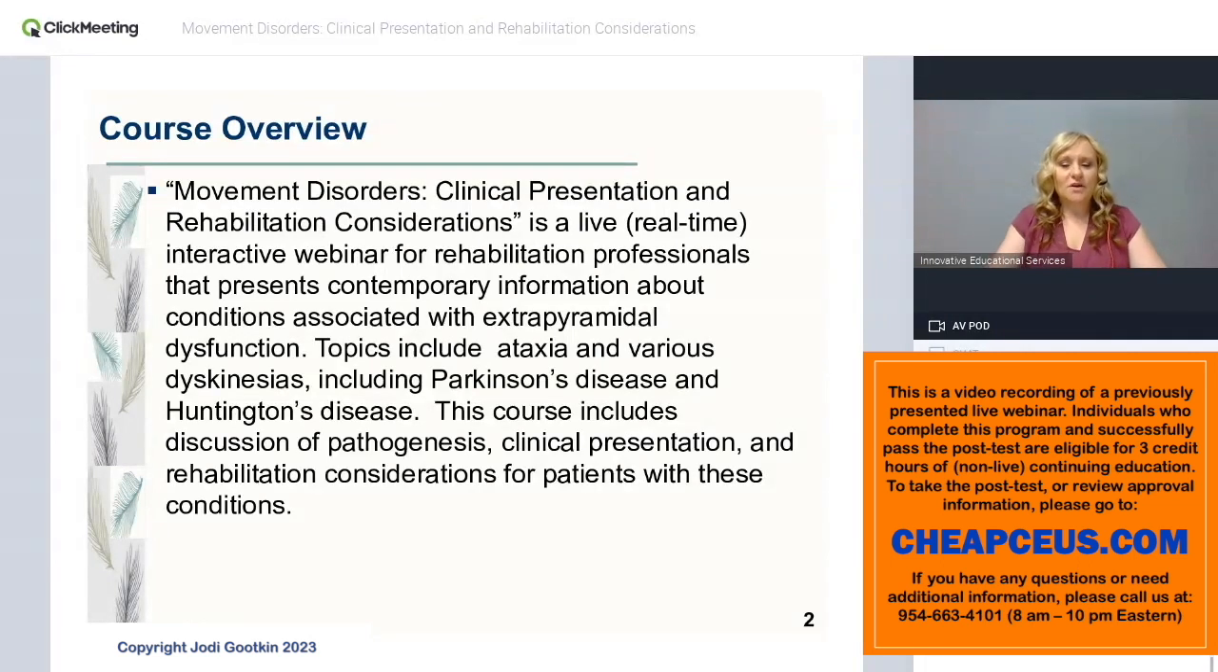A little overview of what we are going to cover today. We are going to examine the contemporary literature related to different movement disorders, specifically conditions that are associated with the extrapyramidal system. So we'll look at different ataxias and dyskinesias, including Parkinson's disease, Huntington's disease, and a couple of other conditions, to look at the pathogenesis, what they currently recognize as the cause of these conditions or physiologically what's happening that leads to the clinical presentations that we see. And then for each, we will look at rehabilitation considerations to enhance your interactions with these patients.